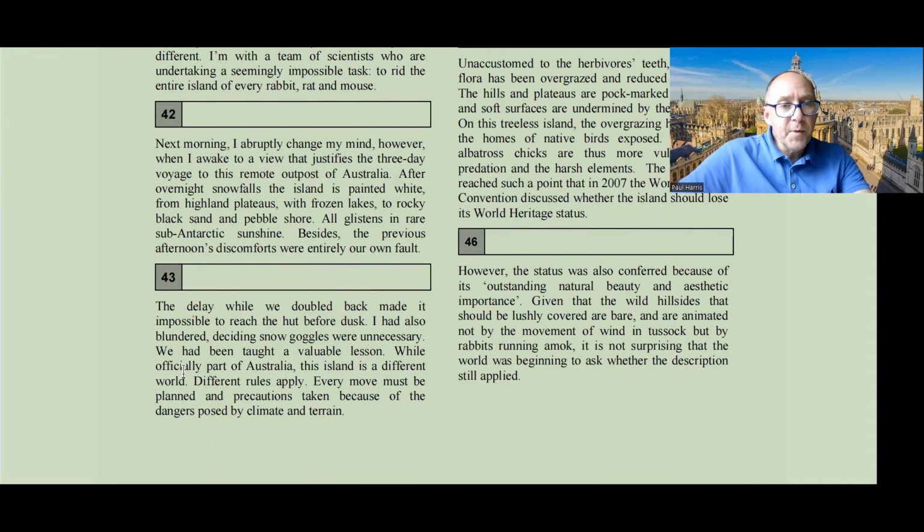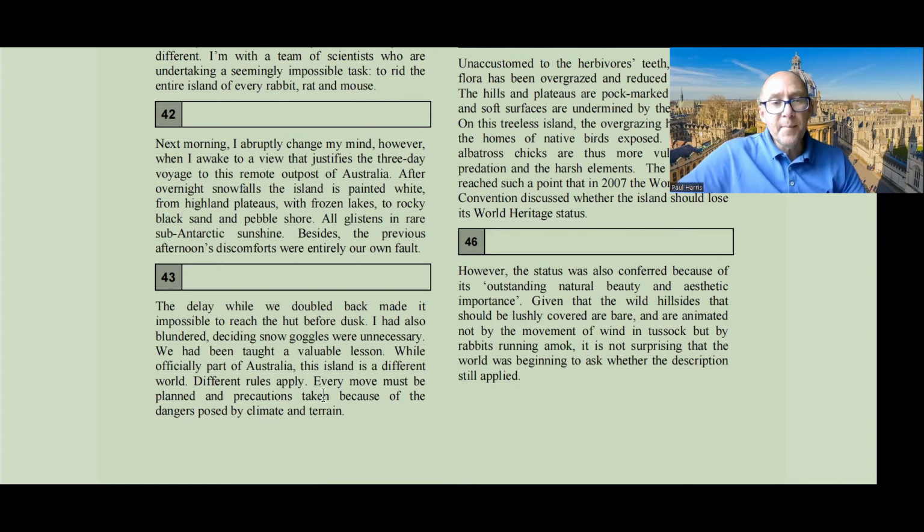We can see here that where they are is a different world. Different rules apply. Perhaps you need planning, perhaps you need to take precautions, and you need to plan well because there are dangers. Dangers from the weather and dangers from the geography. So we do know that in our options we do have different parts that talked about geography.